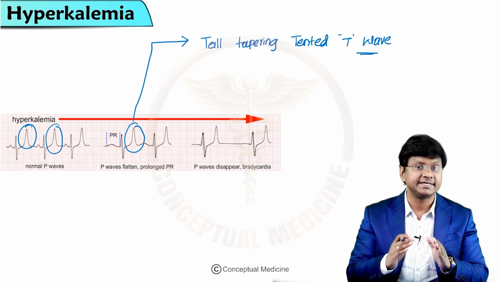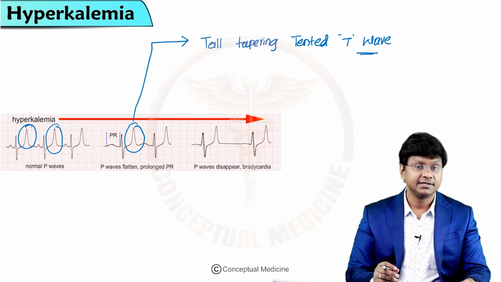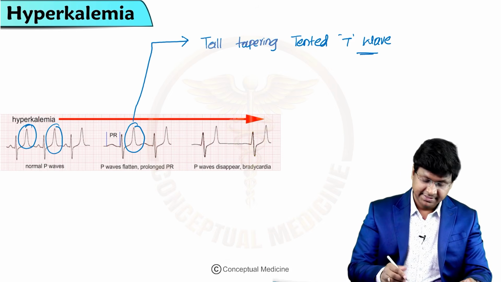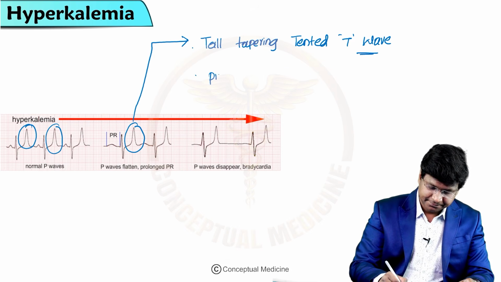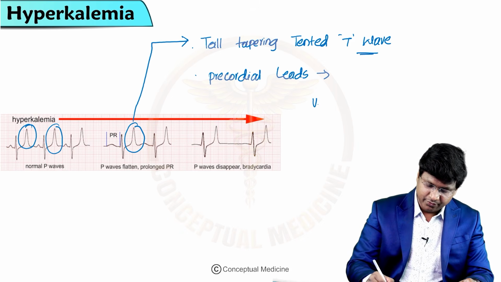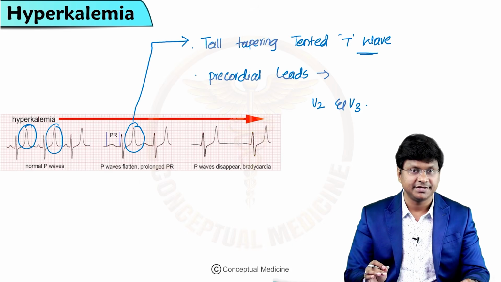Tall tented T waves will be there in patients with hyperkalemia, and these tall tented T waves are seen predominantly in the precordial leads, and among the precordial leads you will observe them in lead V2 as well as V3.